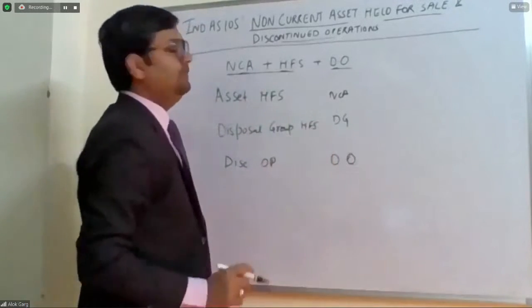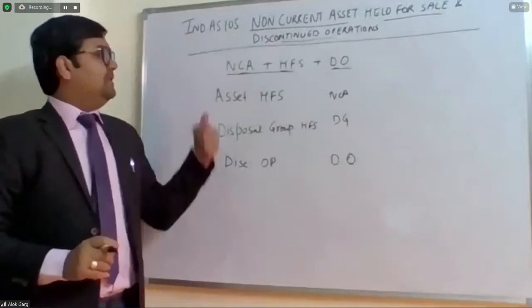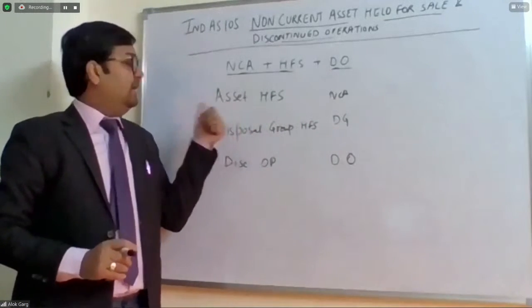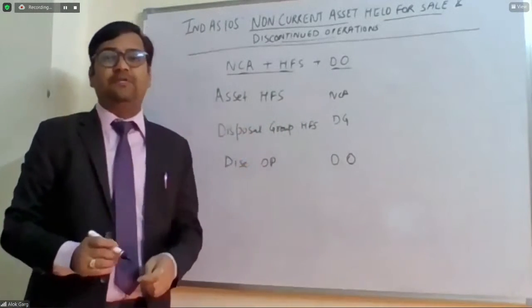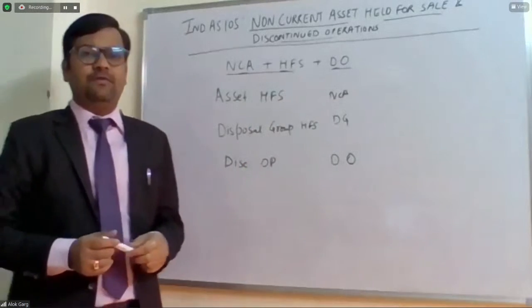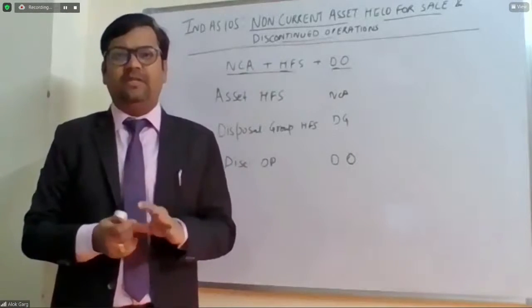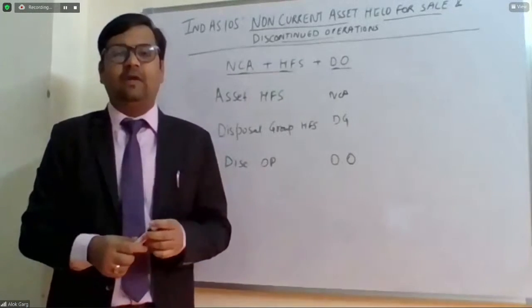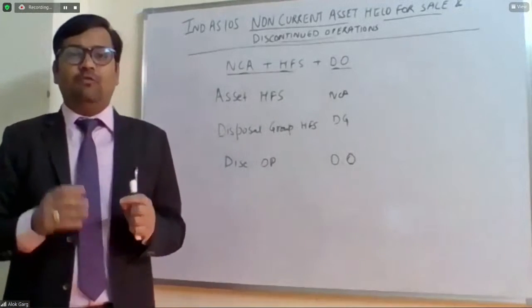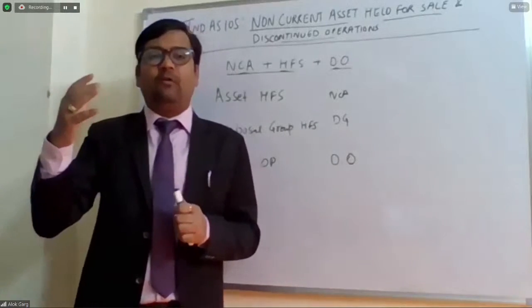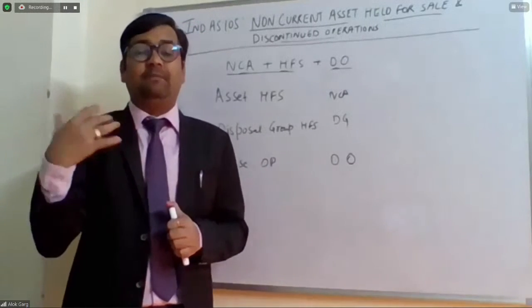Okay. Sir, what is the difference between asset held for sale and disposal group held for sale? Asset held for sale, I take an example. So you went to Chandni Chowk. There is a factory in Chandni Chowk, let's say, okay, and you want to buy that particular building, or you want to buy that particular factory.